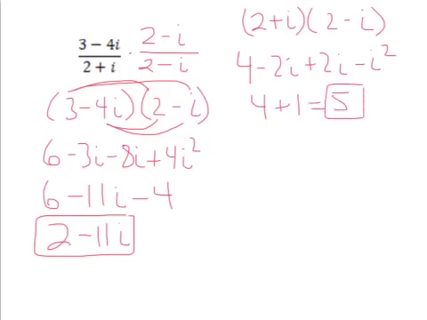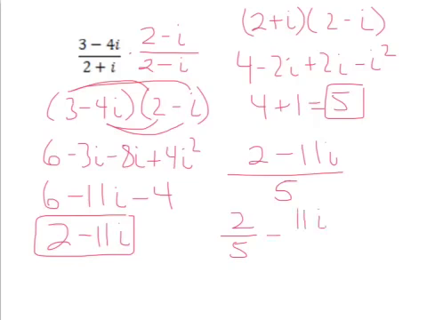So what I'm left with is 2 minus 11i over 5. Or what you might want to do, you'll see this a lot, is you'll split it up. So you're going to have 2 over 5 minus 11i over 5. Your book is going to write it this way. Okay? This way you have the real number and the imaginary number. Here's my final answer.